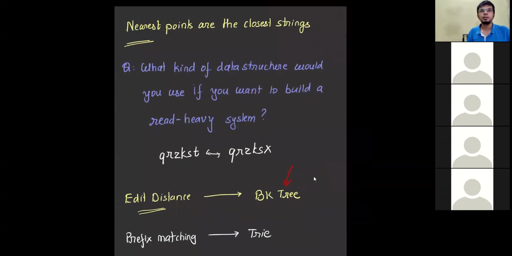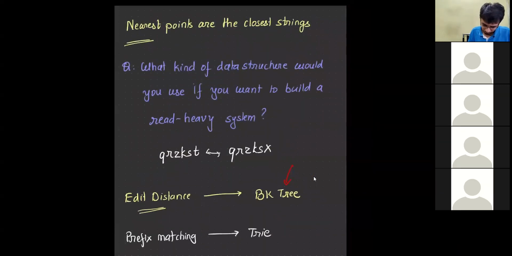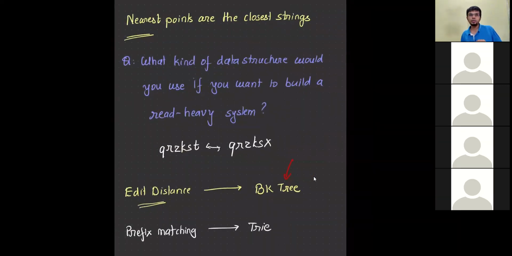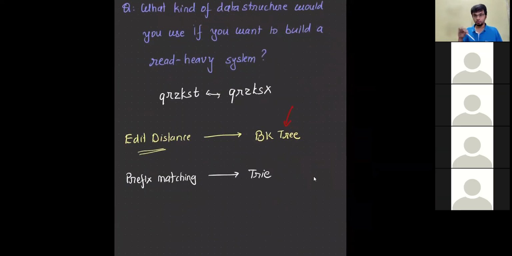So now, the nearest points are the closest strings. For prefix matching, a trie is a data structure you can use if you're doing very hard prefix matching. But you can also check for edit distance. Instead of checking for a pure prefix match, you can also check for a similar prefix match, because in some geographies the entire code might differ.